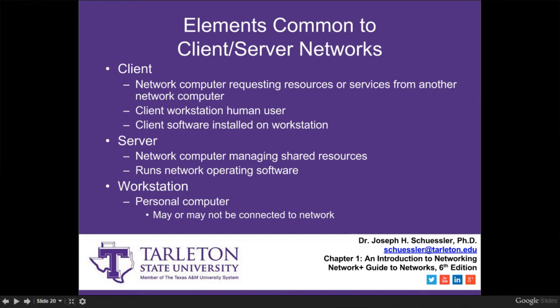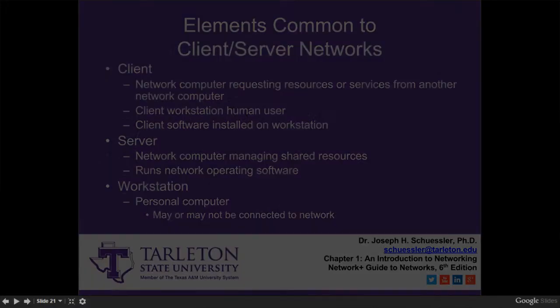So when you hear client, you kind of need to know the context of the discussion to know specifically what's being referred to. When we talk about the server, this is the network computer that's sharing those resources, providing access to those resources. And it's going to run some sort of a network operating system, such as we talked about earlier, Windows Server 2012, for example. A workstation may be a personal computer, it may be a beefed up computer, but that's typically the client machine that's going to access those resources.